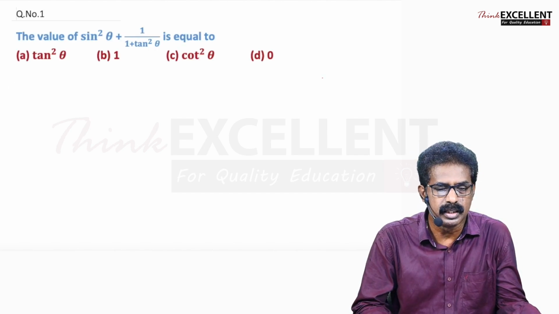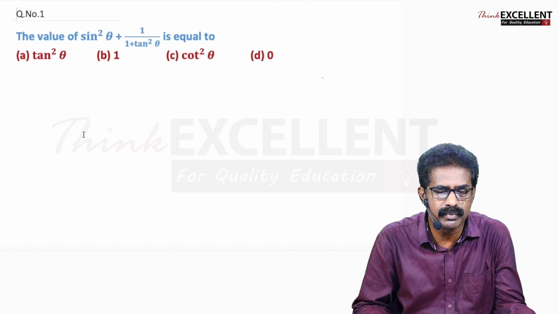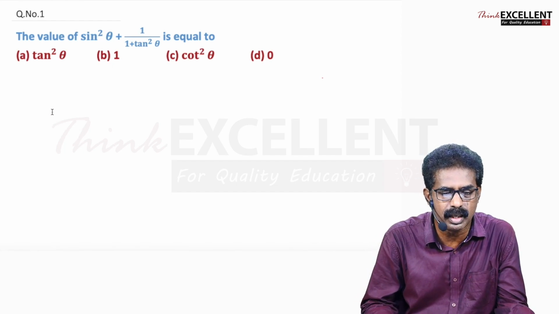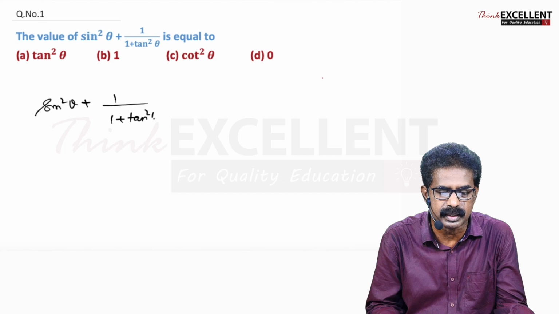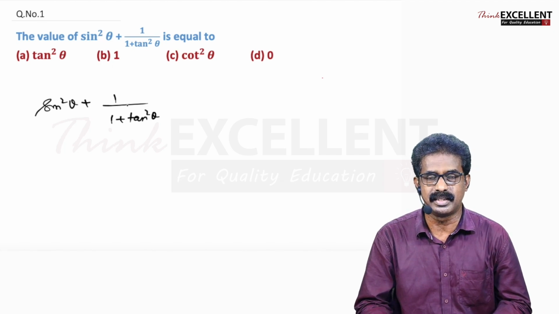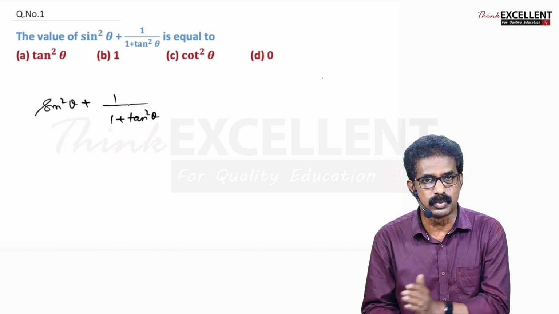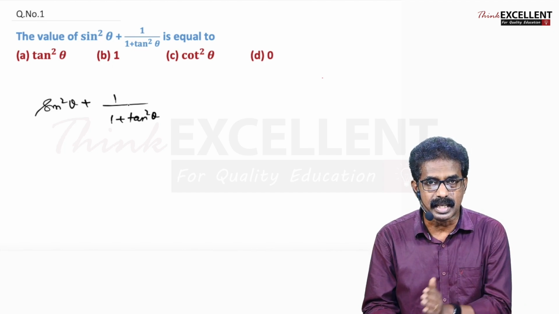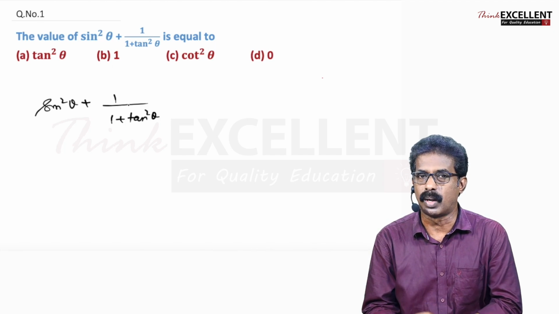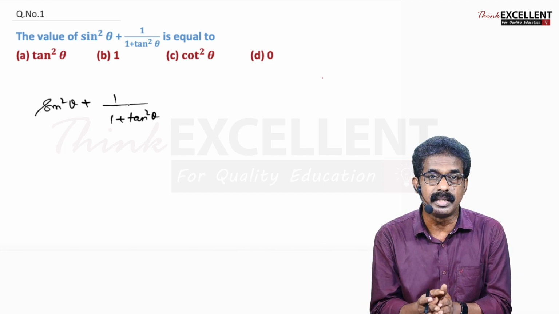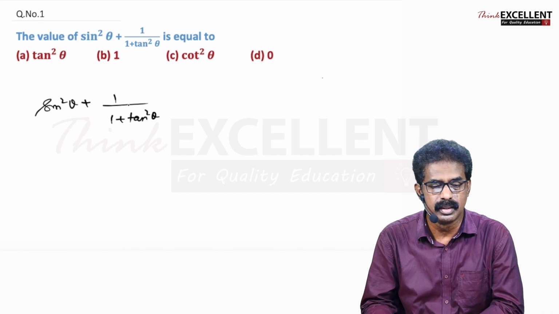You take the first question. The value of sine square theta plus 1 by 1 plus tan square theta is equal to the value of sine square theta plus 1 by 1 plus tan square theta. Mainly there are three identities, right? Sine square theta plus cos square theta is 1. Secant square theta minus tan square theta is 1. Cosecant square theta minus cot square theta equal to 1. And from each identity you have two sub-results also, right?